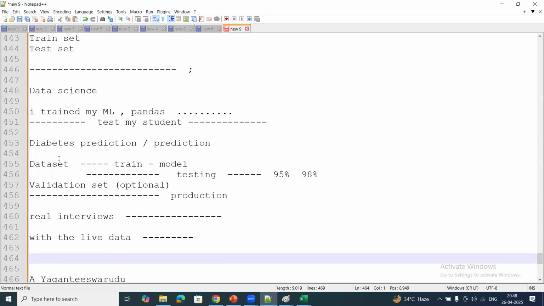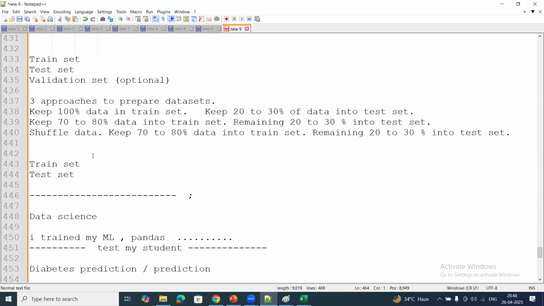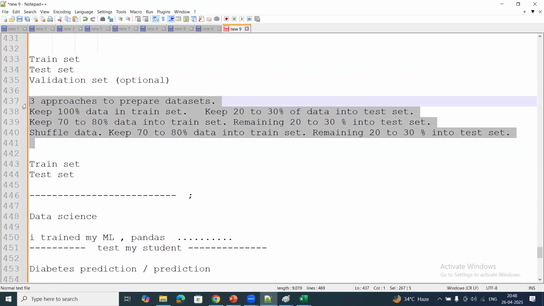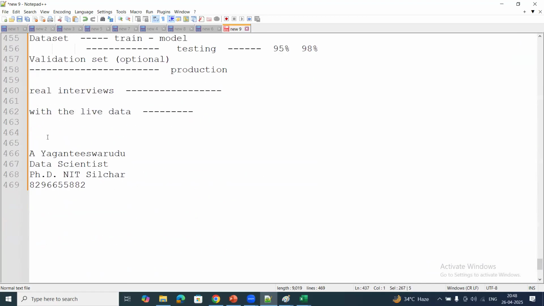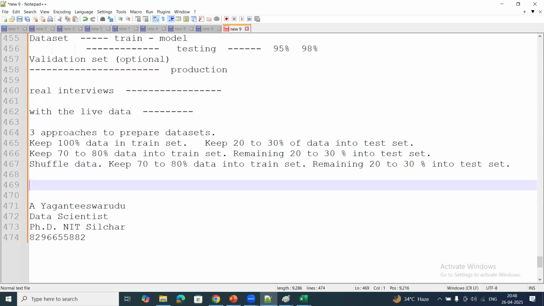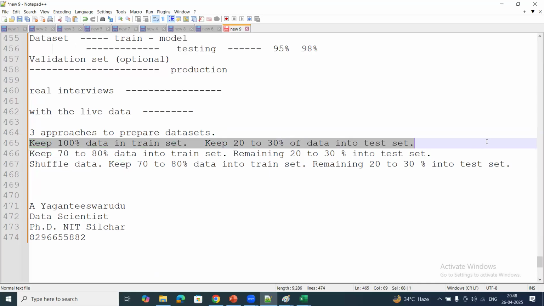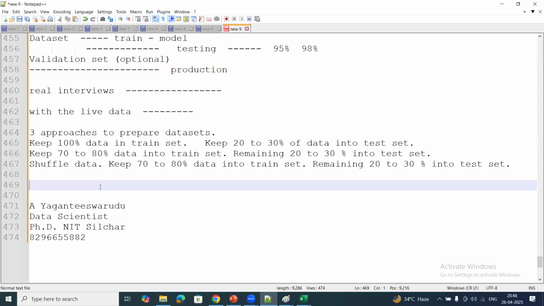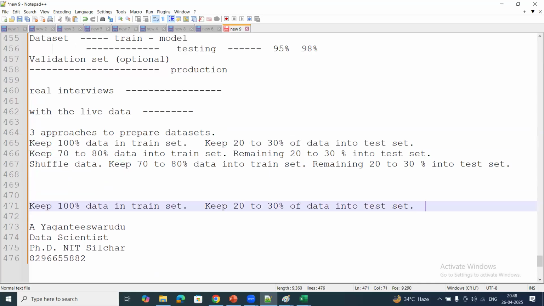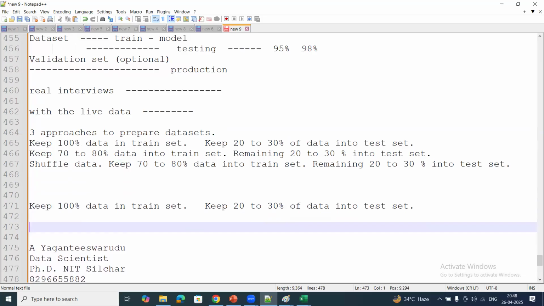Now we can see what are the different approaches to prepare this training and testing set. There are three approaches. If you see the first approach, keep 100% data for the train set and keep 20 to 30% of the data into the test set.